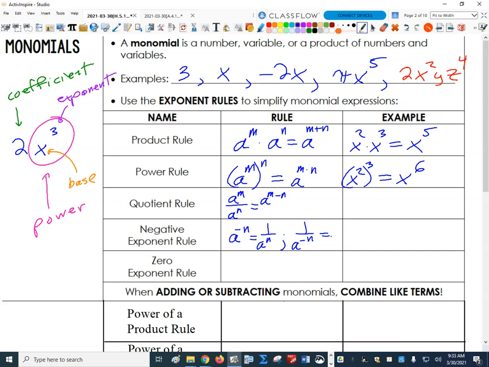What do you think? 1 over a to the minus n, a to the n, exactly. Because that's like saying 1 over a to the n, right? And if I have a fraction in the bottom, don't I just multiply by the reciprocal? Okay, so there's a way to think about that then.